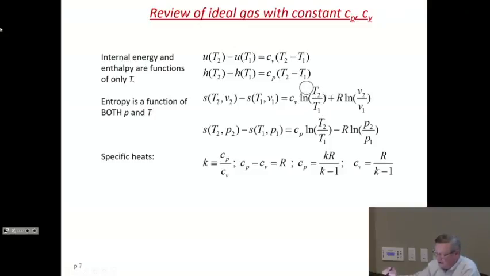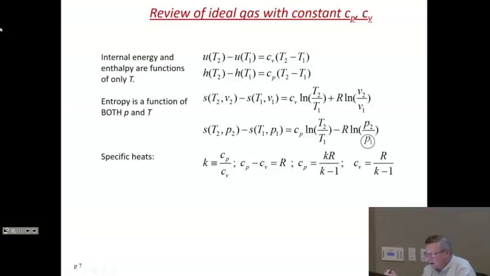If you were to use a table, this is where you would have S naught of T2 minus S naught of T1. But in the case where the Cp and the Cv are not temperature dependent, this S naught difference becomes just Cv ln T2 over T1. And then you have to correct for specific volume. The same if you work with pressure. It's the Cp ln T2 over T1 minus the R corrected for the change in pressure.